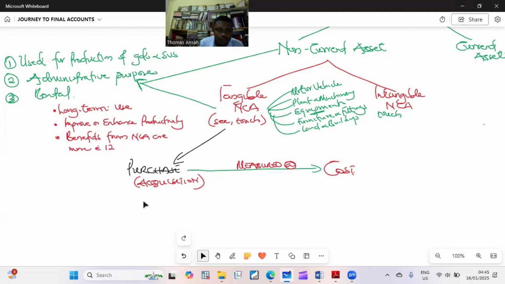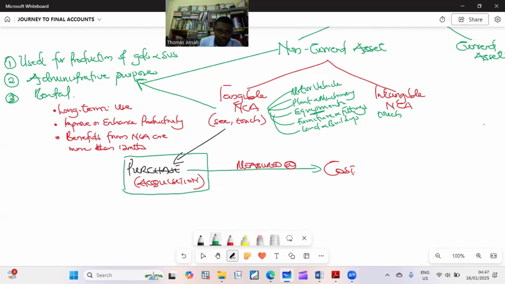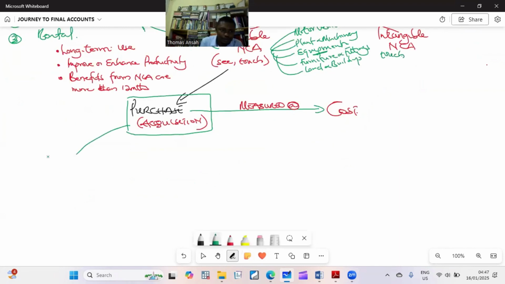Are more than 12 months. So that is what you can see. The benefit that comes out of it is usually more than 12 months. And because of that, we call the purchase or the acquisition of such an asset a capital expenditure.